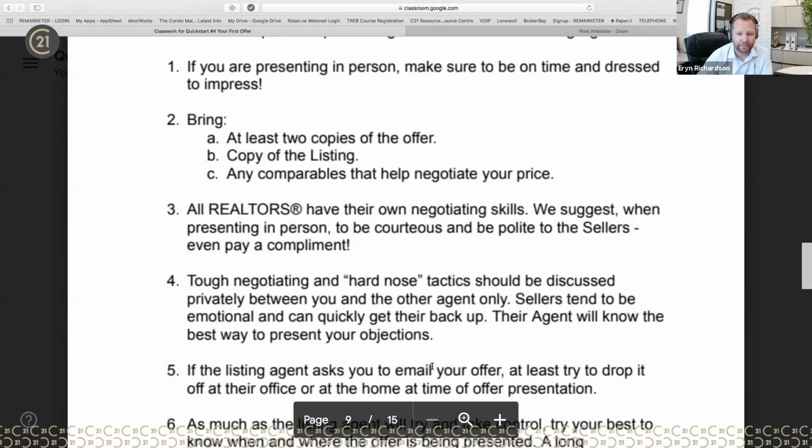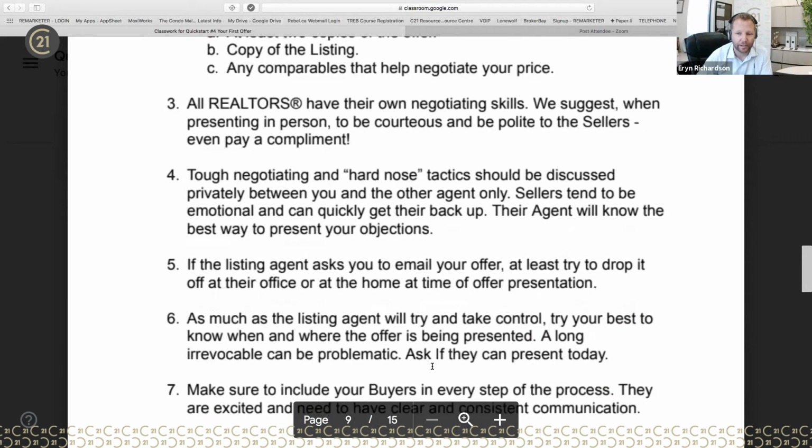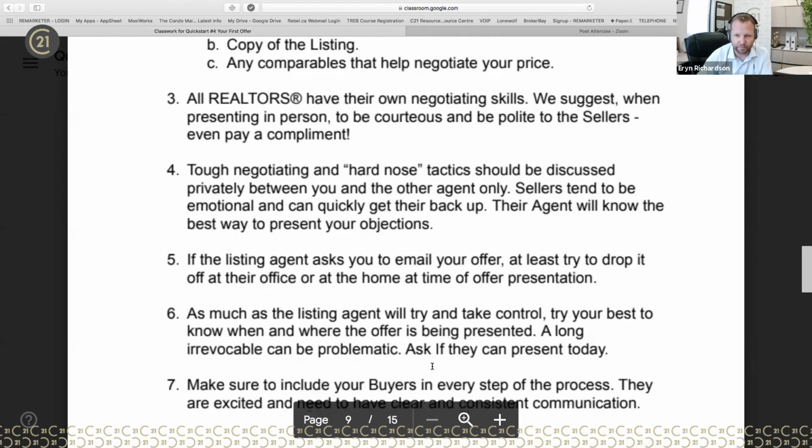All realtors have their own negotiating skills. We suggest when representing a person, be courteous, polite to the sellers, and even pay a compliment. You're there obviously to do your best for your buyers. If the agent and the sellers despise you because you have insulted them, they have despised your offer and your buyer will not be represented properly. So all that tough stuff, the hard-nosed tactics, we'll do it off to the side to the agent, right? Be nice about it, but the hard-nosed tactics is, listen, this is what my buyer will pay, and this is what we think it's worth. And you need to tell your seller to accept it.